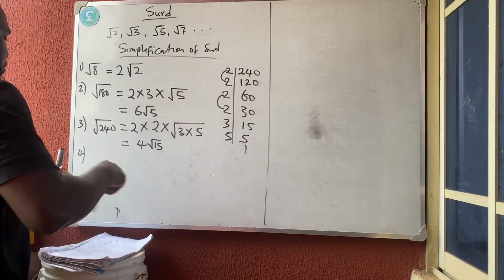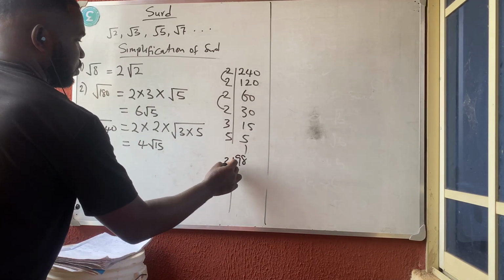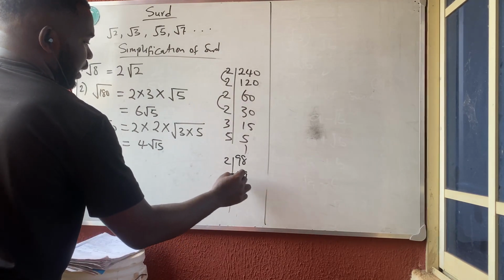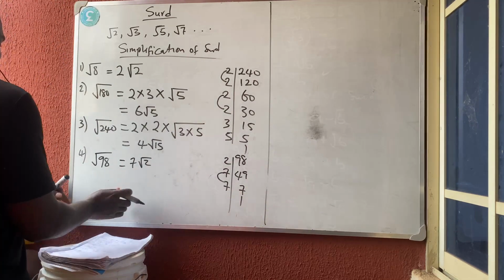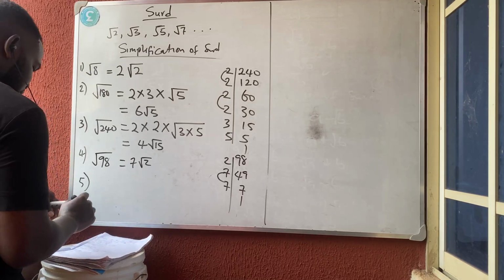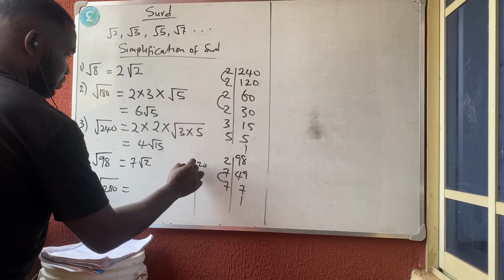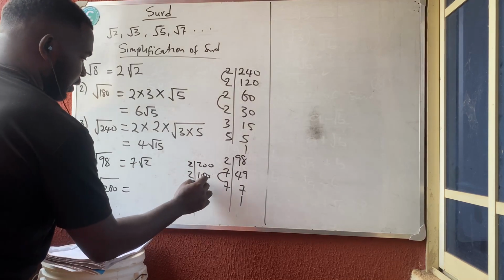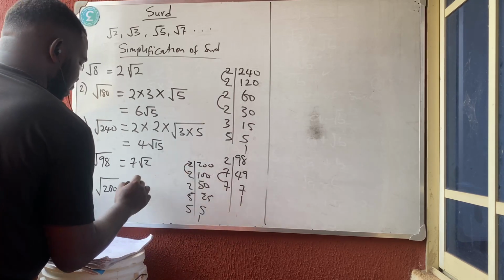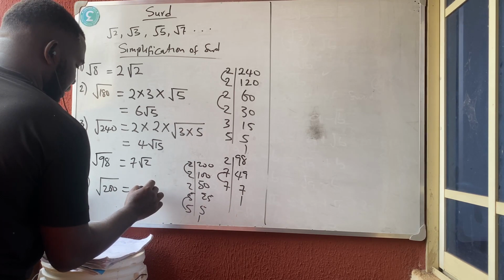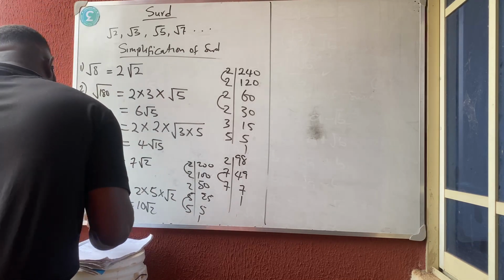We'll move over to the next one. Number 4, I'm having root 98. 98. 2 divide, I'm having 49. 7 divide, 7. 7 divide, 1. So it is as simple as 7 root 2, because this is double. Now number 5, I'm having root 200. 200, 2 divide, 100. 2 divide, 50. 2 divide, 25. 5 divide, 5. 5 divide 1. So what am I having? Double outside times double outside then single inside. So what do I have? 10 root 2. Okay, so that is that.